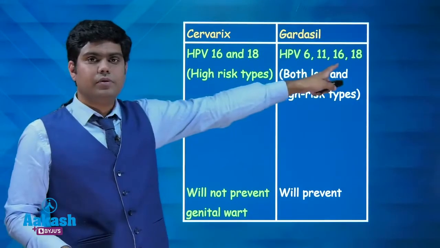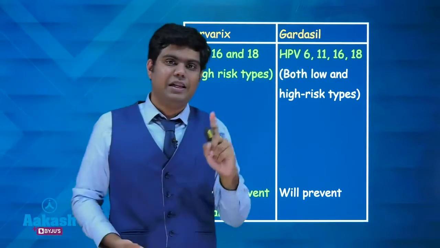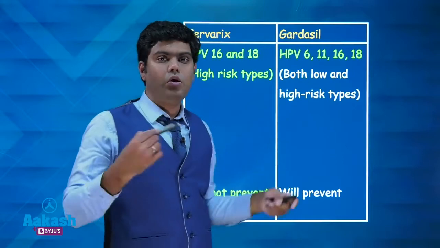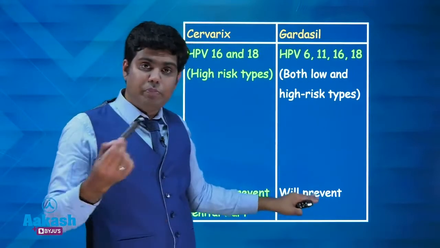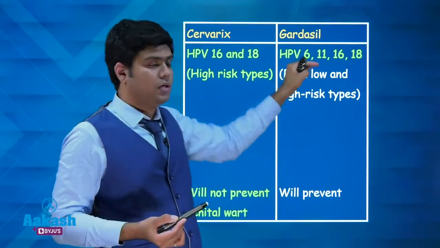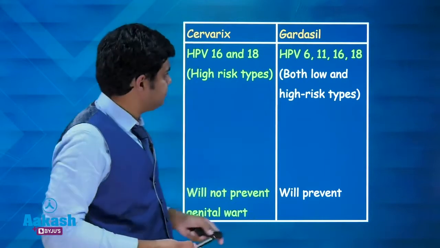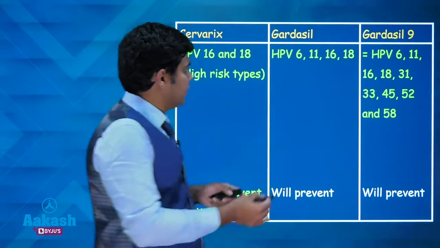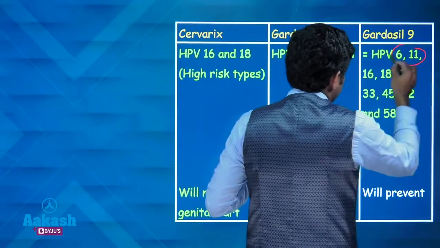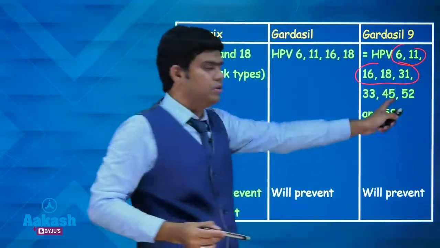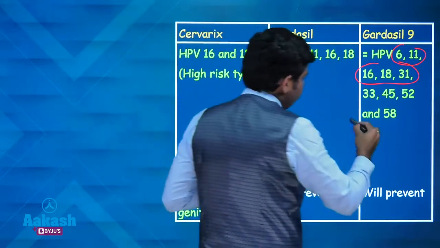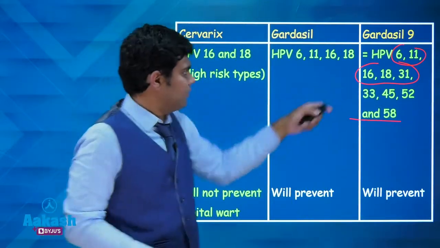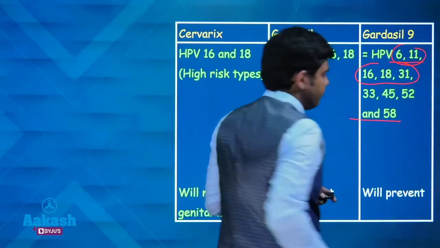What about Gardasil? Gardasil contains 6, 11, 16, 18. So 16, 18 high risk, 6, 11 low risk. So low risk types will prevent genital warts because the warts are caused by 6 and 11. Okay friends, right. Gardasil 9, again it can be asked, Gardasil 9 we have got 9 types: 6, 11, 16, 18, 31, 33, 45, 52 and 58. It will also prevent warts because it is having HPV 6 and 11, right.